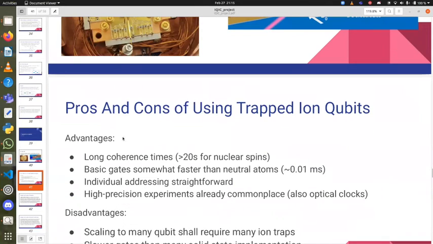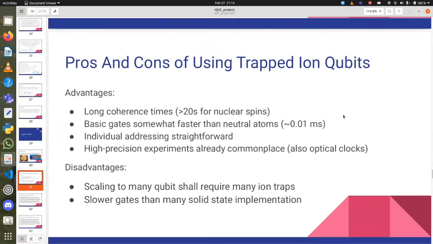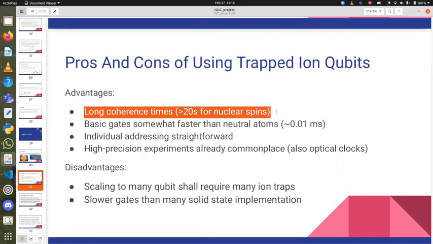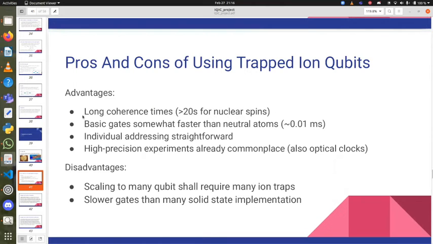Before going into that, we are discussing some pros and cons of using trapped ion qubits. Some of the advantages of using trapped ion qubits is the long coherence time. Coherence time is basically the time in which a qubit can independently exist in a given state. So the more the time, the better it is. If the coherence time is more, the qubit can survive for a longer duration. That's why the coherence time is very necessary and should be increased while making a quantum computer.